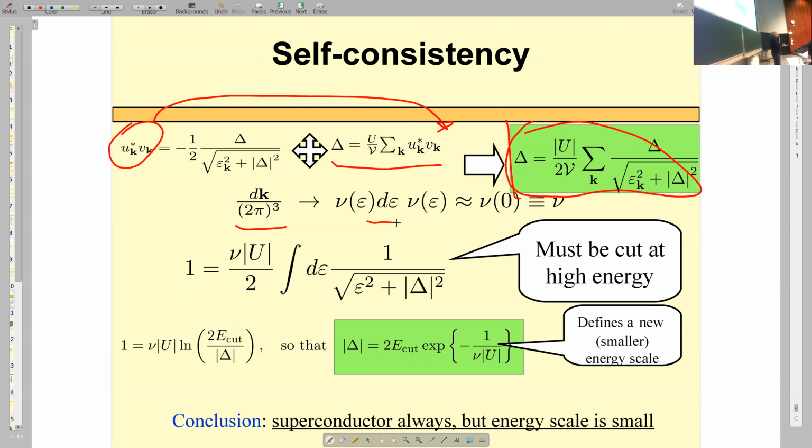How many states of quantized k are there in a small interval of energy? That nu is going to be density of states. And it's okay because we have only energy here. And I also assume that I'm very close to the Fermi surface. And there I can regard density of states as a constant. Here it is. After that, it becomes a simpler integral.